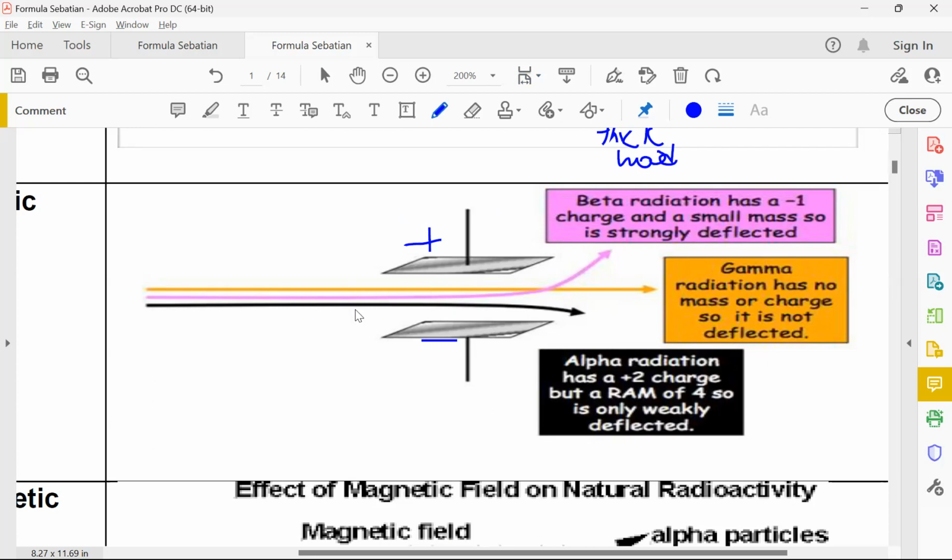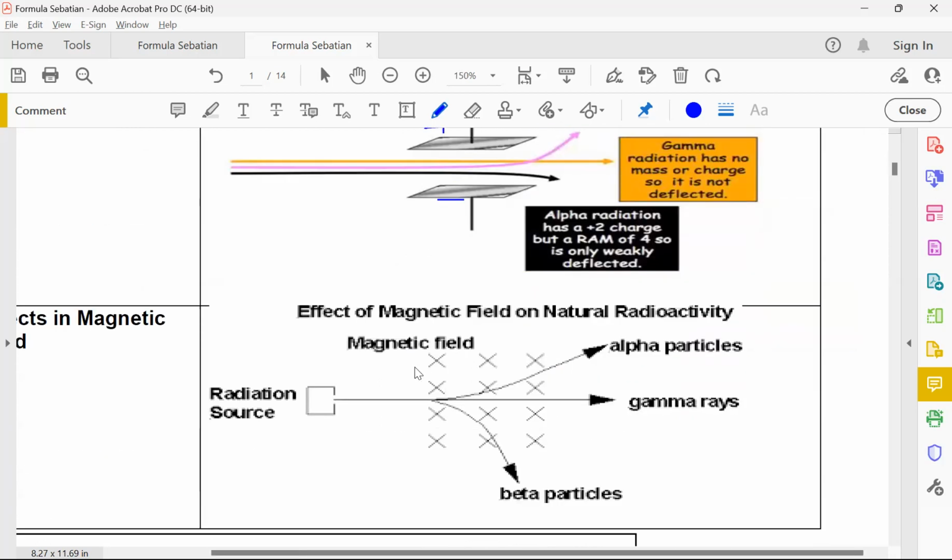Okay. But even if it's more momentum, it's harder to change direction, right? Like a lorry and a Ferrari, right? So it's the same concept. It's because of the mass, it's heavier to deviate. And gamma has no charges, so it just shoots straight through.